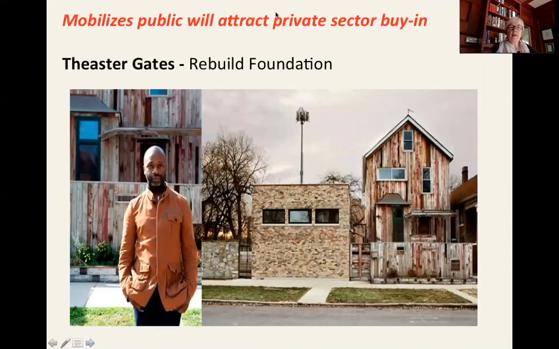So our next one here is mobilizes public to attract private sector buy-in. And Theaster Gates, out of all of these people, is my absolute favorite person. And there's a gazillion TED Talks from Theaster. We're going to focus on two things. One, the Rebuild Foundation that really launched his career into this idea of placemaking and bringing back urban cores and urban areas. And then his next step with that is Place Lab, which is with the University of Chicago.